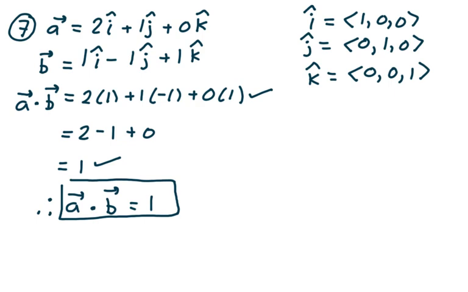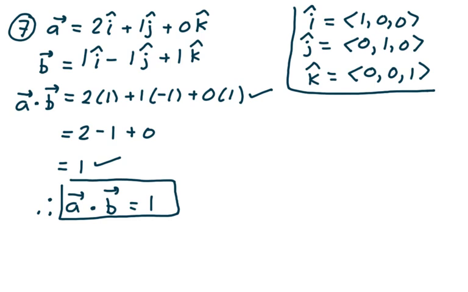Let's take a look at 7. Suppose A is the vector 2i plus 1j plus 0k, and B is the vector 1i minus 1j plus 1k. And I just wanted to remind you what i, j, and k are. i is the vector 1, 0, 0. j is the vector 0, 1, 0, and k is the vector 0, 0, 1. And so if you notice, I'm expressing the vectors A and B in terms of i, j, and k. So it's just another way to express a vector.